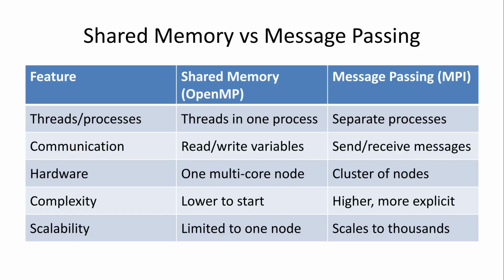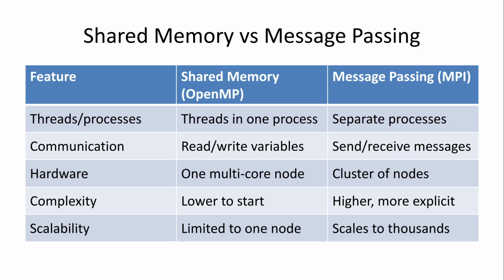What is the difference between shared memory and message passing? We are going to talk about OpenMP under the shared memory paradigm, and about message passing, that is MPI, under the message passing paradigm. In shared memory we create multiple threads in a single process, whereas in MPI we have multiple processes which run in parallel. In shared memory, communication happens by reading and writing shared variables, whereas in message passing we explicitly send and receive messages between different processes.